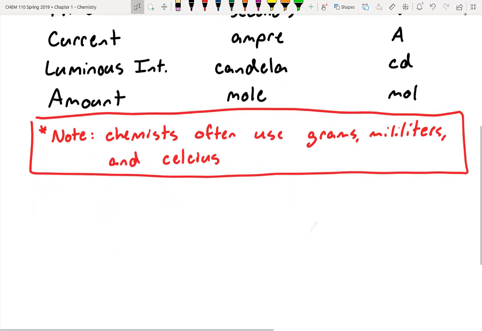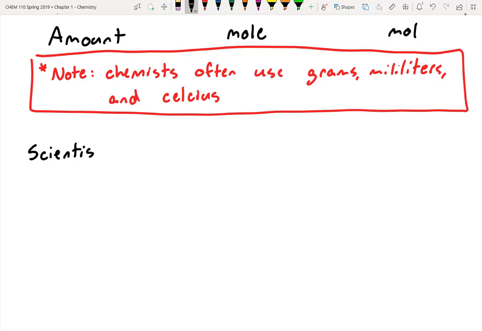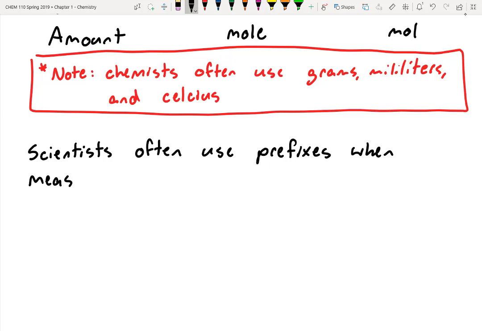All right. So the next thing kind of goes off of that last idea we went over about moles, that chemists often deal with incredibly large or incredibly small numbers. So we have to be very careful with how we deal with them. So scientists often use prefixes. And they measure something very large or small things.